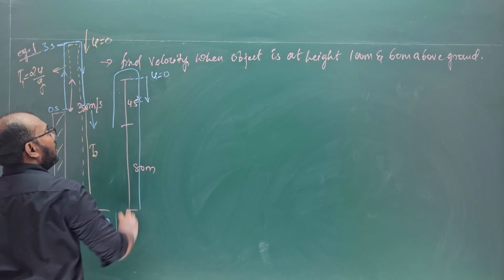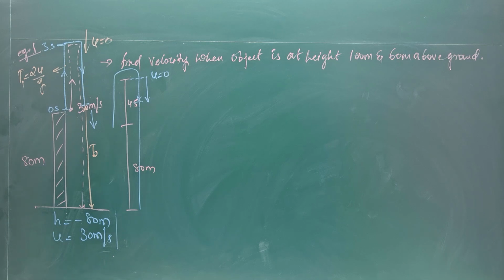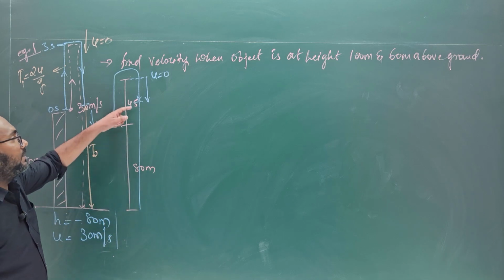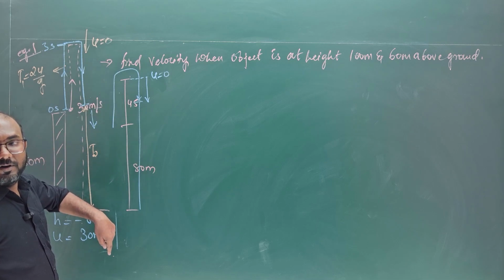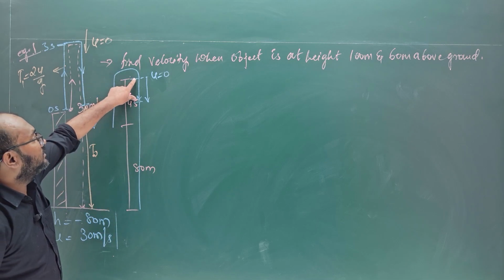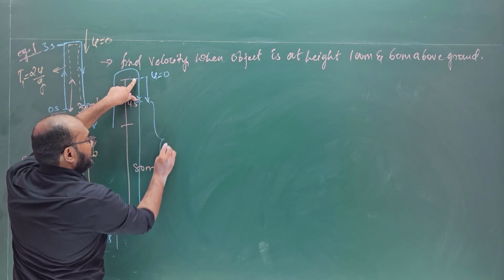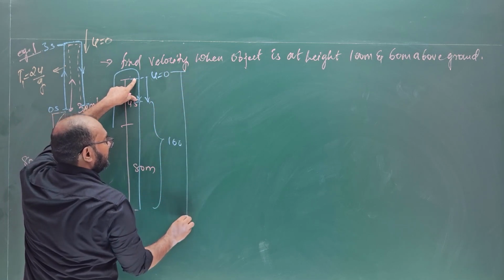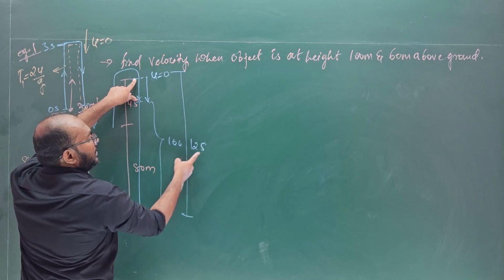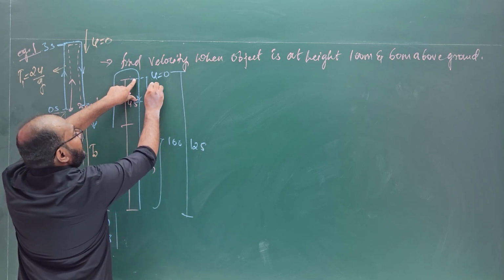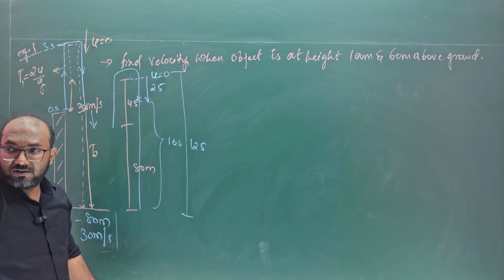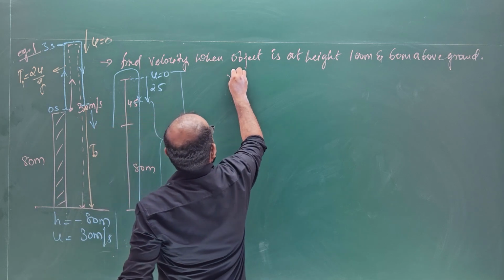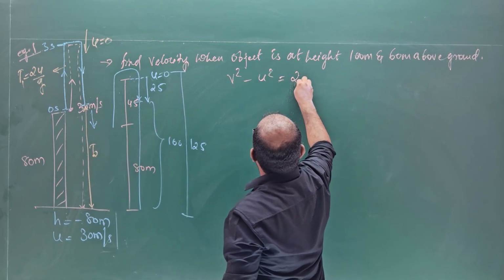From here to here, how much distance did the body travel? Already 100, beta. Total is 125. 125 means the body traveled how much? 25. So this is your 100, and from here to here 125. 125 minus 100, that is 25 now. So do you have the value of h? So can you use v square minus u square is equal to 2gh? How many of you? Very good. Okay, so v square minus u square is equal to 2gh.